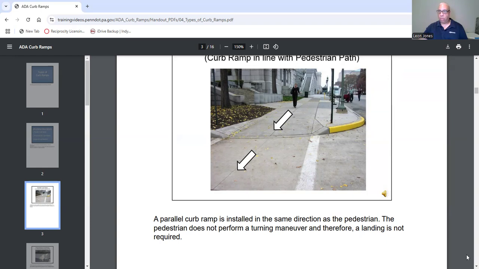Now, what is a turning maneuver? Let's say you have a sidewalk and then you have a second ramp. It looks like a T. Well, in order to get to this part of the intersection, you're going to have what we call a turning maneuver. And that also has to be in compliance. But since you don't have a turning maneuver here, you don't need a landing. Now, this ramp, of course, does not have a detectable warning surface. Now, it does have a depressed curb, and you need to know that as well.